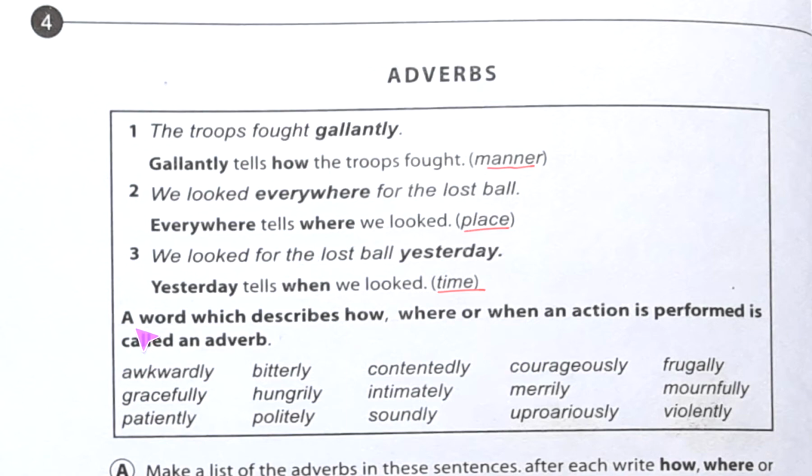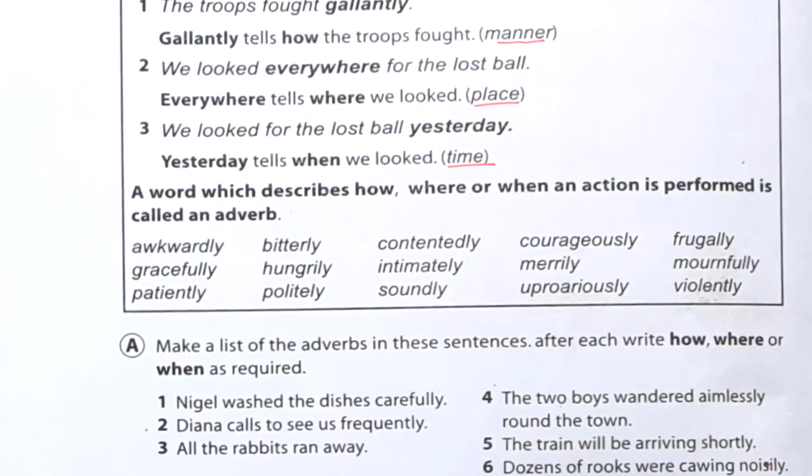Based on these 3 examples, one definition is given here. A word which describes how, where or when an action is performed is called an adverb. Here in this place there are some examples of adverbs: awkwardly, gracefully, patiently, bitterly, hungrily, politely, contentedly, intimately, soundly, courageously, merrily, uproariously, frugally, mournfully, and the last one is violently.